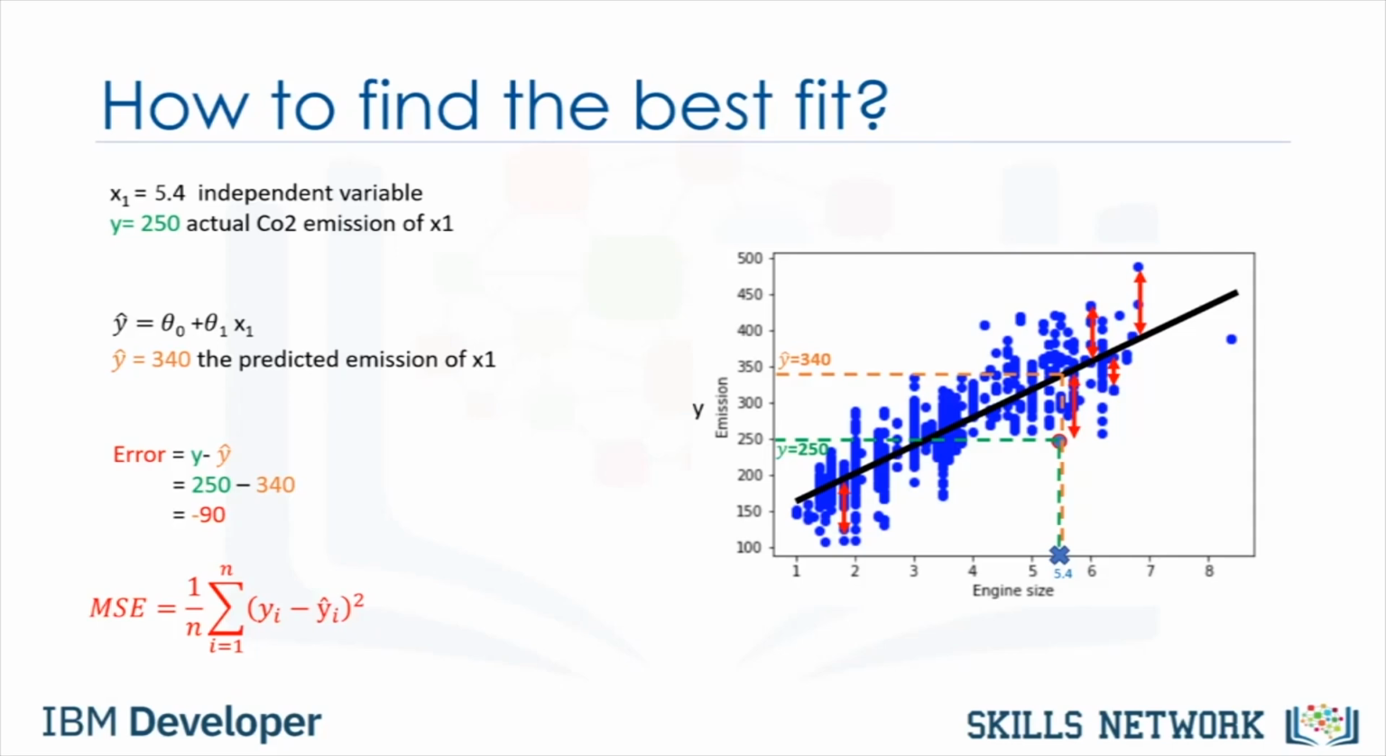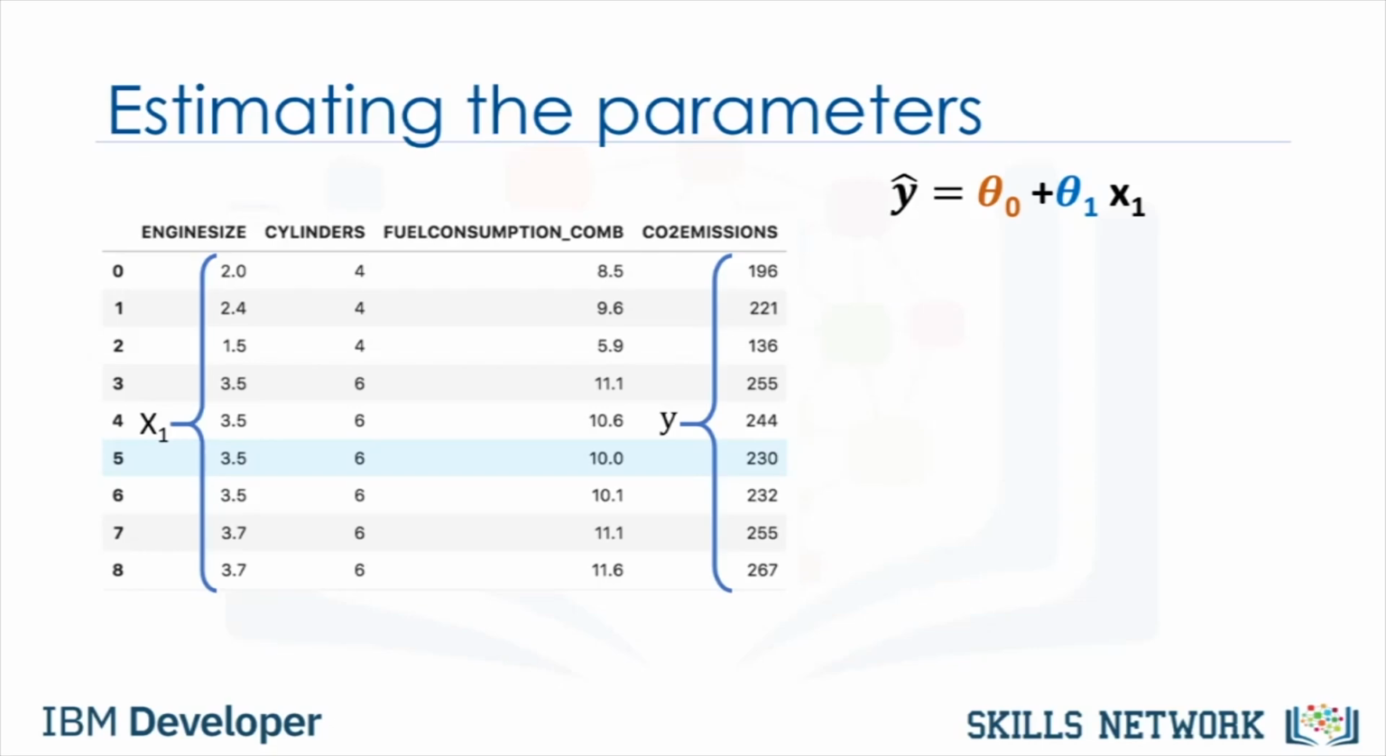Actually, we have two options here. Option 1, we can use a mathematic approach, or option 2, we can use an optimization approach. Let's see how we can easily use a mathematic formula to find theta 0 and theta 1. As mentioned before, theta 0 and theta 1 in the simple linear regression are the coefficients of the fit line. We can use a simple equation to estimate these coefficients.